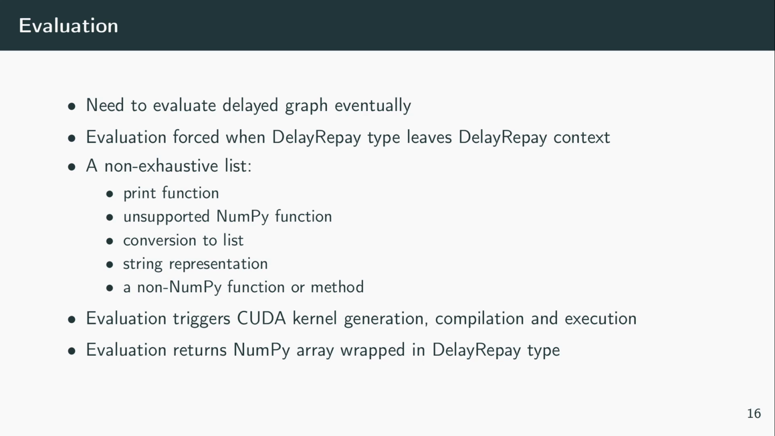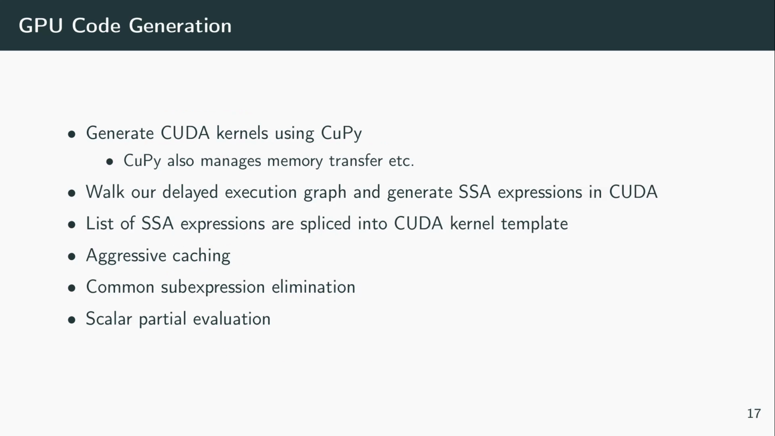Evaluation, of course, triggers CUDA kernel generation, compilation, and execution. Evaluation will return a NumPy array wrapped in our DelayRepay type, allowing the cycle to begin again. We use CuPy to generate CUDA kernels, and CuPy also manages device memory, data transfer, and scheduling. This saves a lot of boilerplate coding.